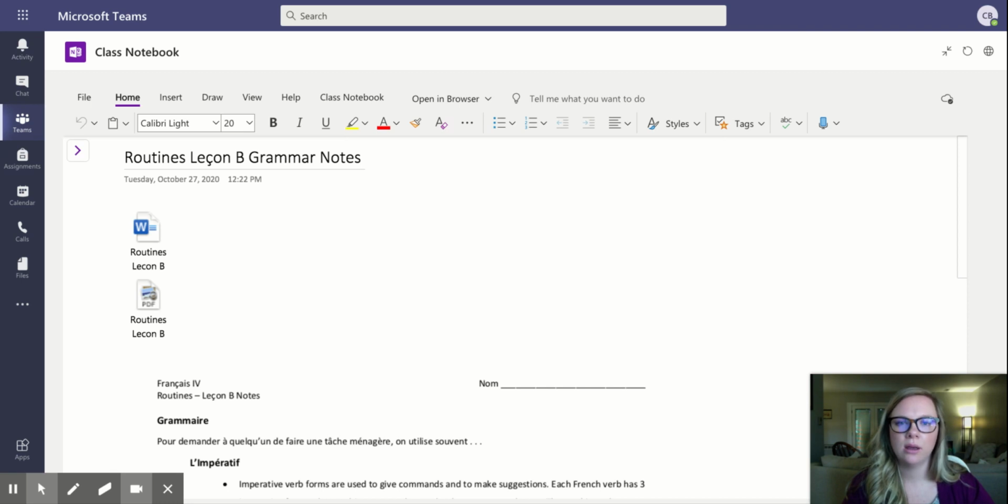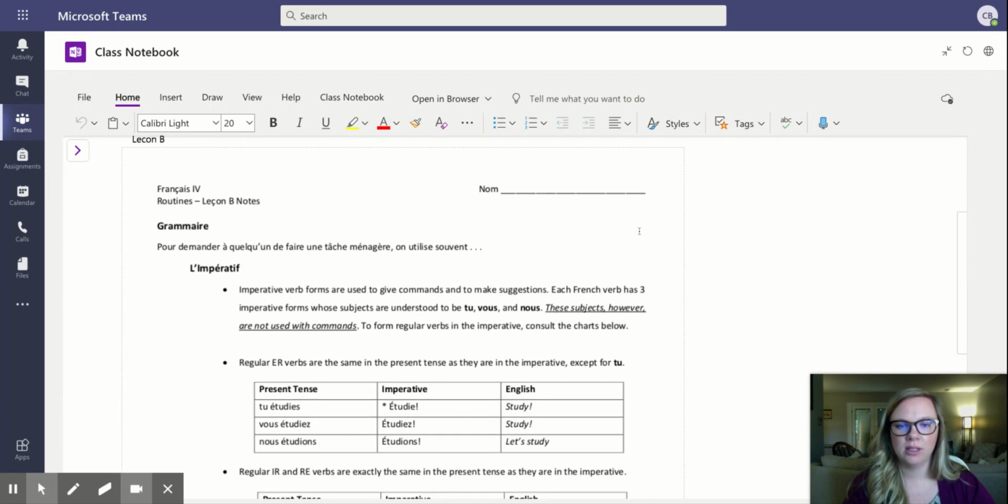Bonjour class. Really quickly, I'm going to explain to you what l'impératif is and how to use it. So if you either click on the assignment and go to the routine leçon B grammar notes, or you just access this directly, this will be right in your routine leçon B folder in class notebook. We have an explanation here first of what l'impératif is, and then we have some examples down here.